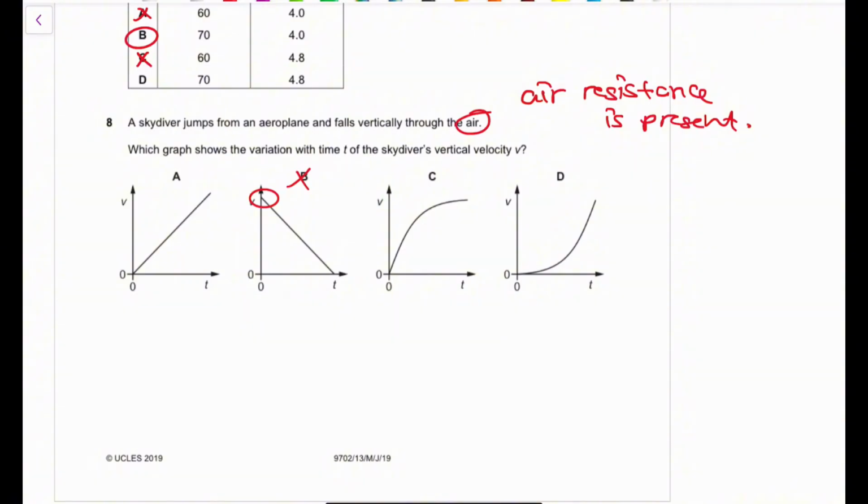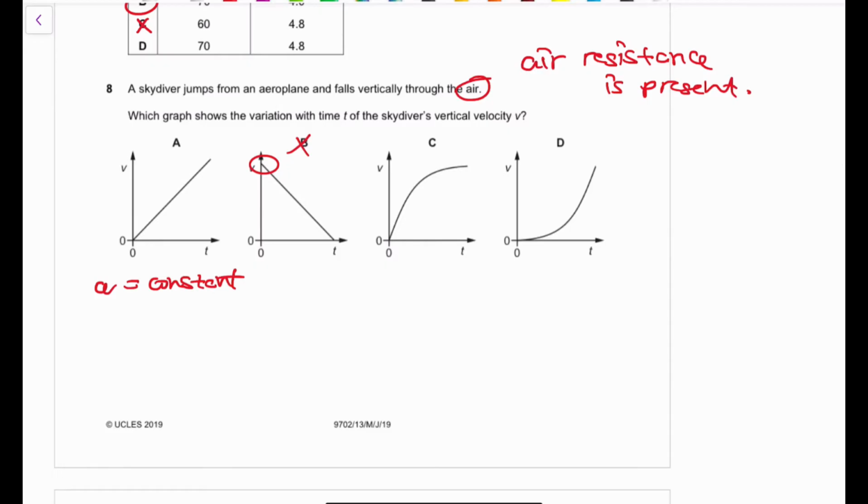And if you look at A, it's going to have a constant gradient, meaning that the acceleration is going to be constant. But the acceleration cannot be constant. Why? Because we have air resistance. And we know that if the person is falling, the weight minus the air resistance is going to be mass multiplied by the acceleration. So if this air resistance is going to increase, this acceleration is also supposed to decrease, right? It means that the weight minus the air resistance is going to decrease until it reaches zero when these two are equal. So the gradient is supposed to be horizontal whenever they're equal.